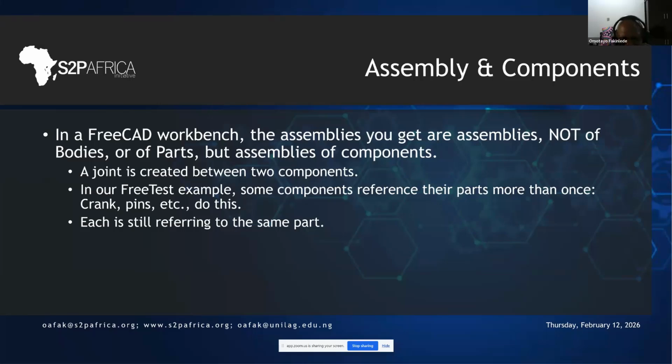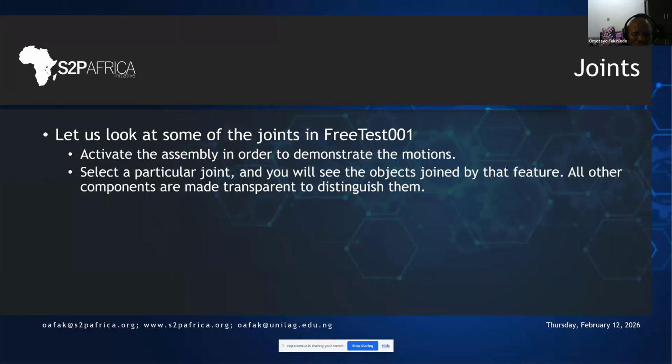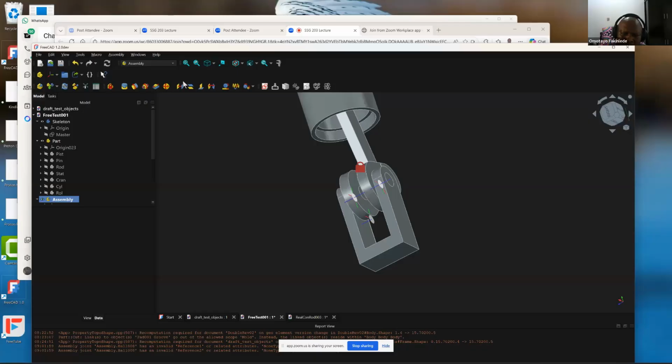In our FreeCAD test example, which I've already sent to you, and which I will take a look at in this class, components reference their parts more than once. For instance, cranks and pins do this. So each is still referring to the same part. If you make any change in the body, it reflects immediately in the components, because the components are just pointing to those parts. Let's take a look at some of the joints in free test 001. I think we have gotten to a point now where we can take a break. All right.